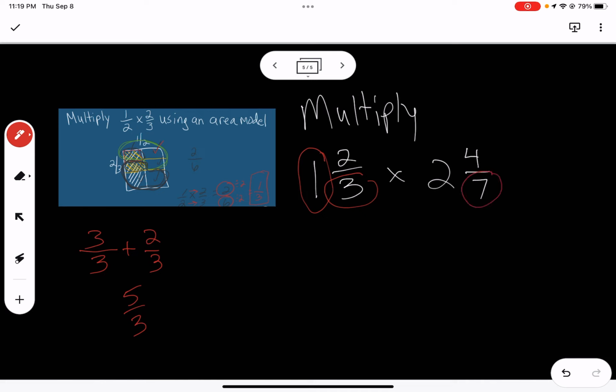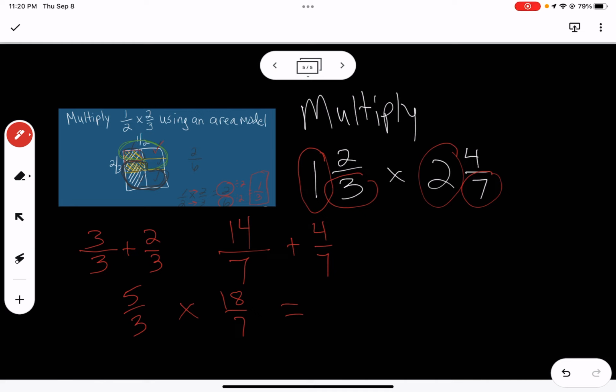Okay, the next one. This denominator was cut into 7 equal pieces. So if I change this one into 7 equal pieces, but this time I have 2 wholes, I would have 14 in the numerator because 14 divided by 7 is 2. And then add the leftover, the 4/7, and that would give us 18/7. So now they're both written as fractions, and we can apply our shortcut. That means to just multiply straight across.